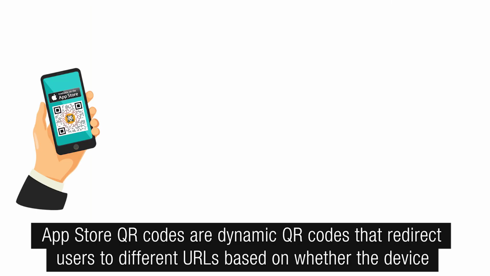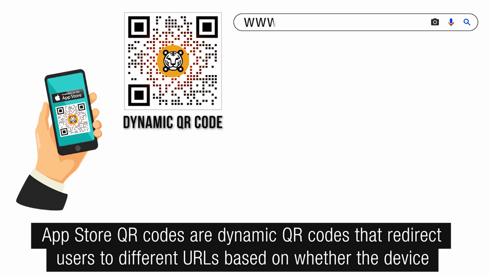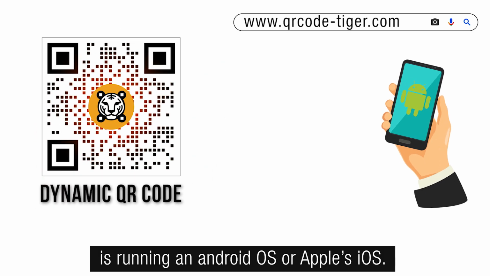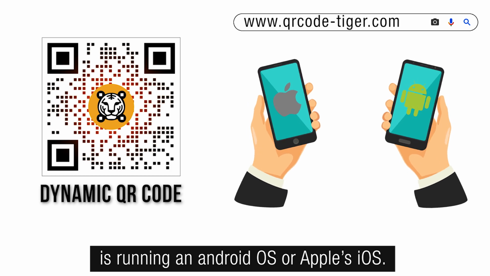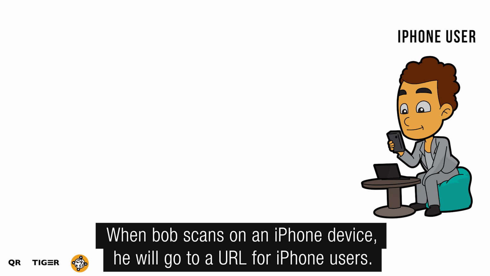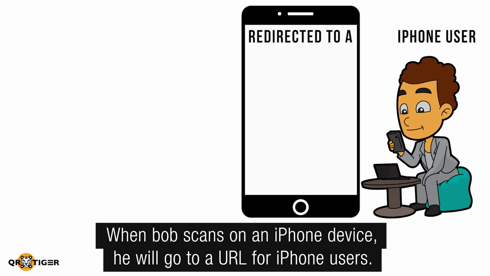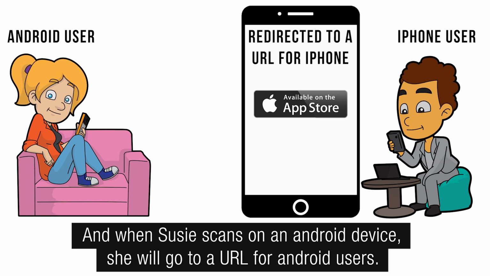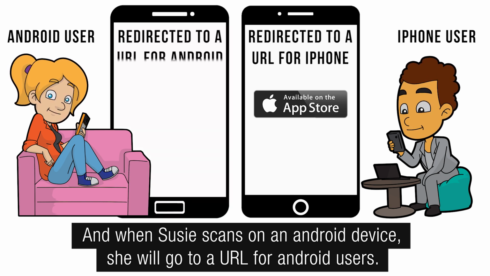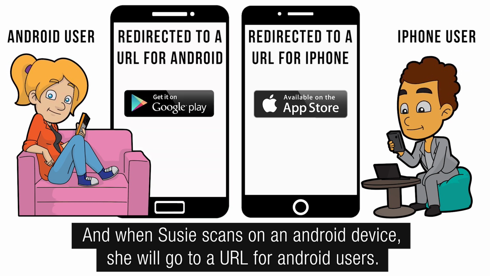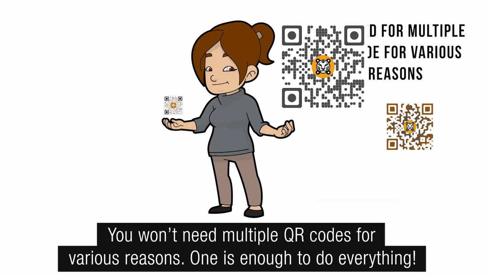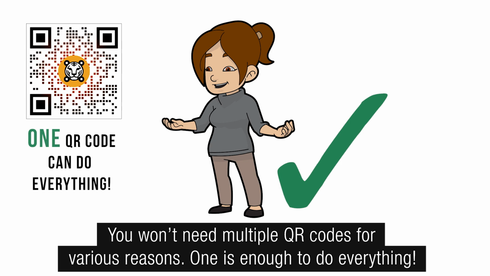App Store QR codes are dynamic QR codes that redirect users to different URLs based on whether the device is running an Android OS or Apple's iOS. When Bob scans on an iPhone device, he will go to a URL for iPhone users. And when Susie scans on an Android device, she will go to a URL for Android users. You won't need multiple QR codes for various reasons. One is enough to do everything.